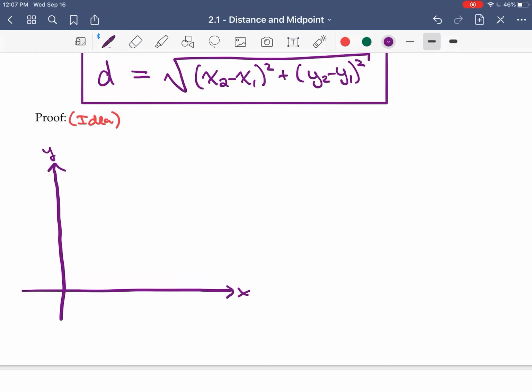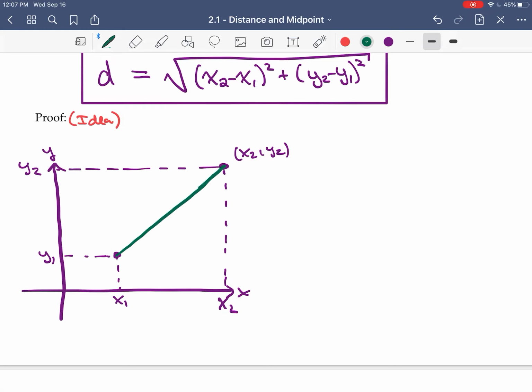So let's say that x1, y1 is here. So this is x1 and this is y1. And maybe x2, y2 is over here. So there's x2 and there's y2. So the distance is going to be the straight line, the length of this straight line between them. So the length of that line is the distance.